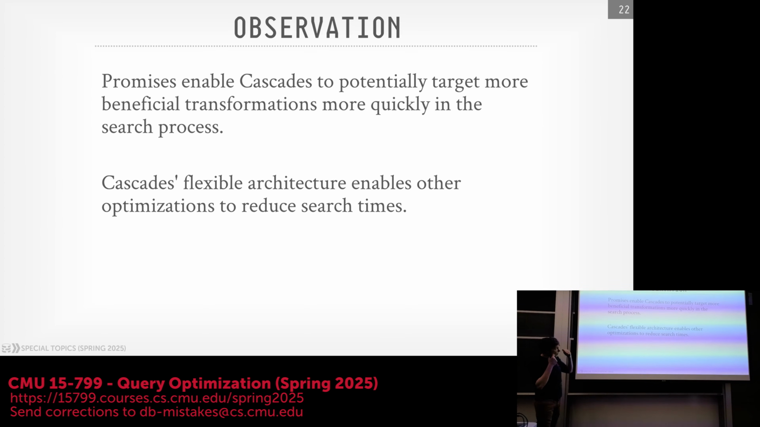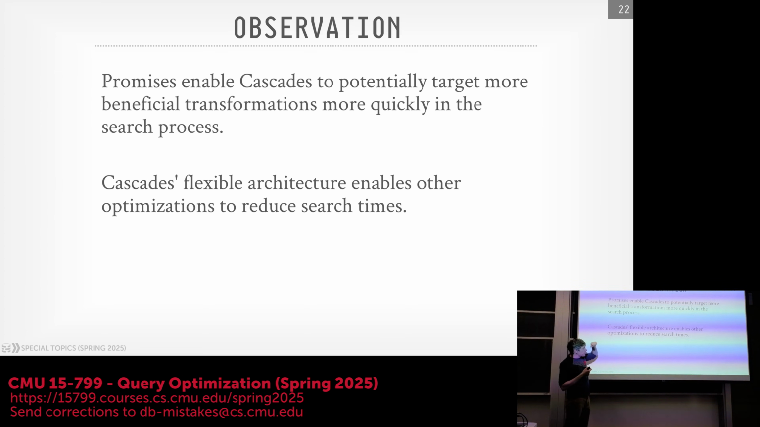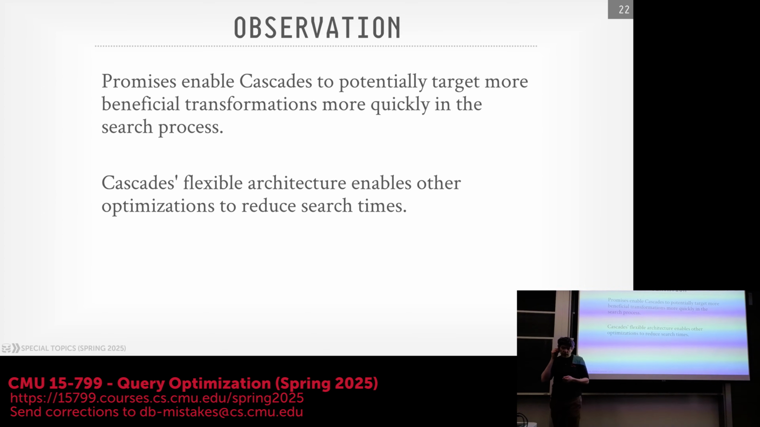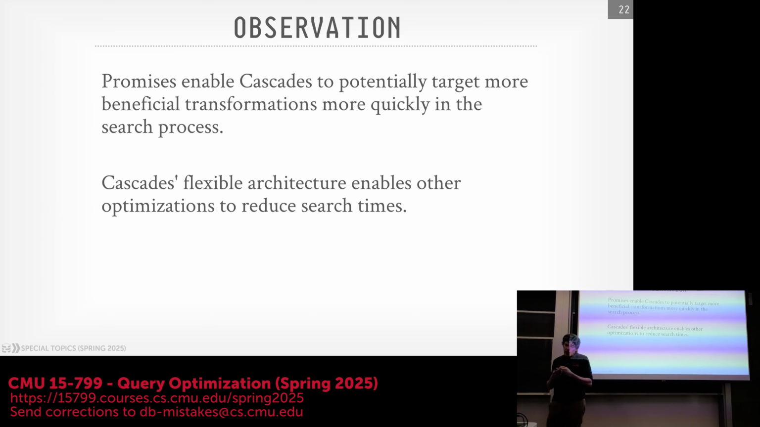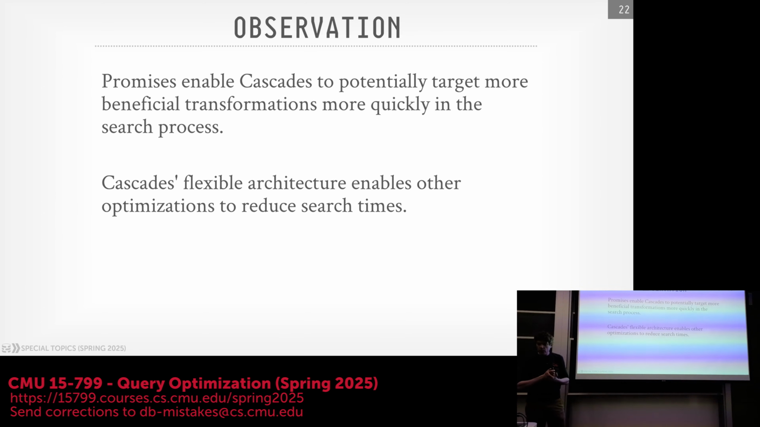But that's nice and dandy. The overall flexible nature, the way the system is actually engineered and designed, is going to open up other optimizations that weren't easily done in the other systems, that again are not going to change the asymptotic complexity of the search algorithm. But in practice, in the actual implementation itself, it'll allow us to potentially reduce search times, the amount of time it takes to find good query plans.